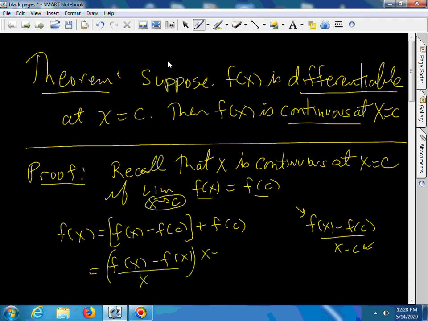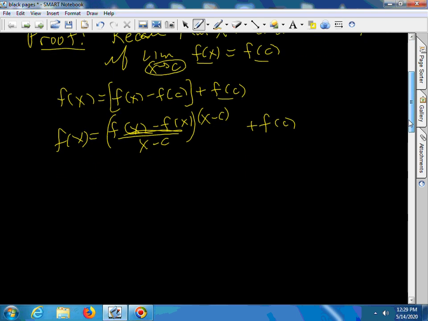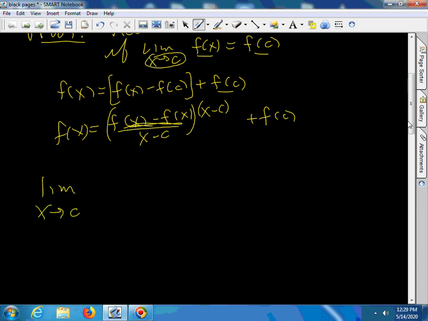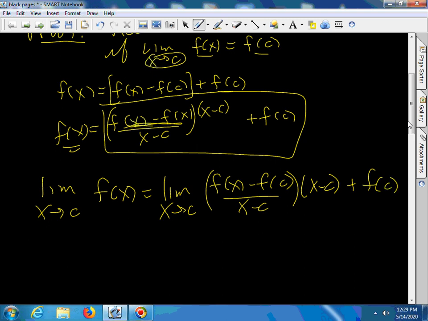Well, let me write this first. X minus c divided by x minus c is not 0 over 0. Okay, so I just multiplied by 1. And let's not forget to add the f of c. Okay, so we now have that f of x is equal to that. So we look at the limit. The limit as x goes to c of f of x is equal to the limit as x goes to c of this, because that equals f of x. So it's f of x minus f of c over x minus c times x minus c plus f of c. We want the limit of all that, but the limit of a sum is the sum of the limits.